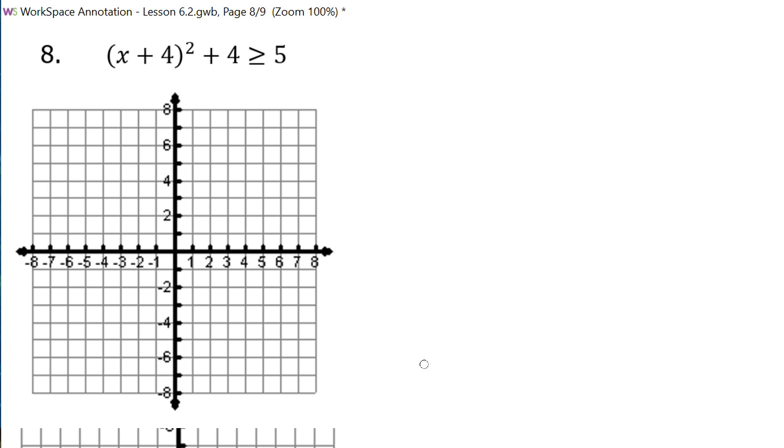Number 8, what does the plus 4 inside the parentheses make our parent function do? Left 4, and the plus 4 at the back? Up 4, so from the origin we need to move left 4 and up 4. And we need to go over 1, up 1, over 2, up 4. Connect those points with a smooth curve.